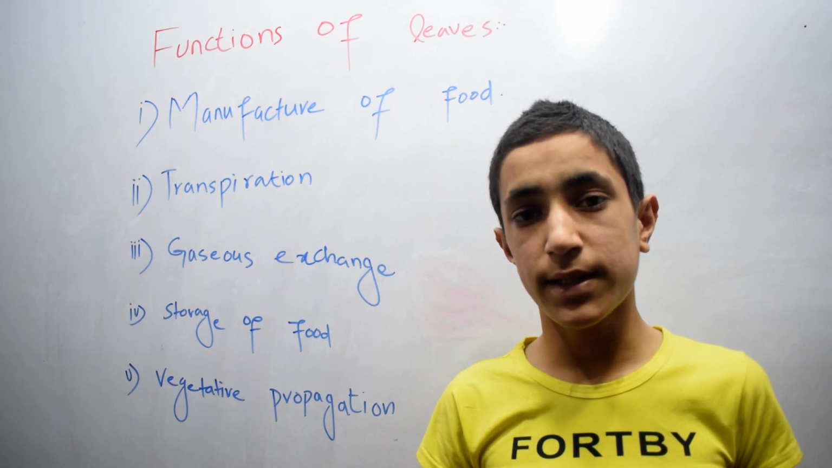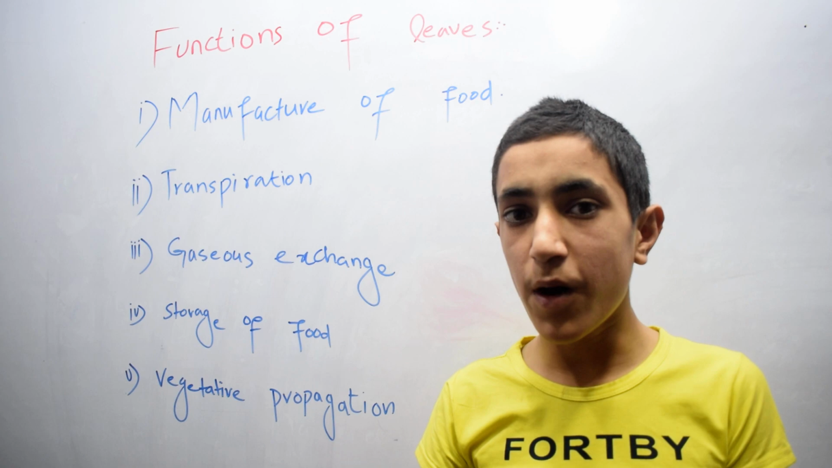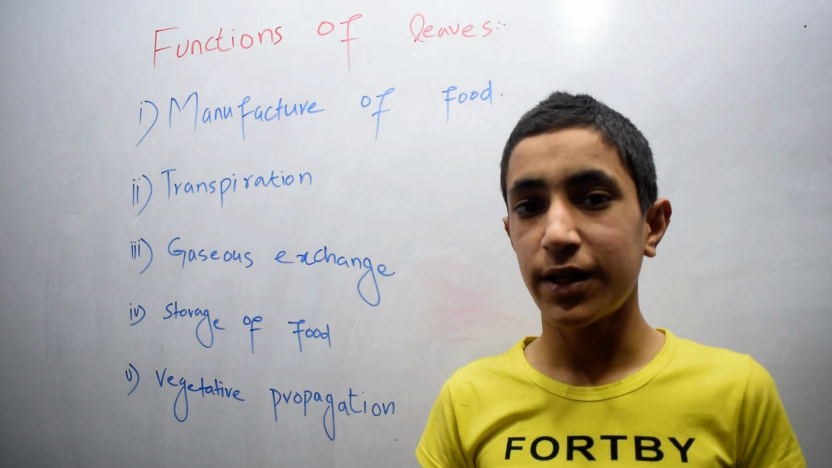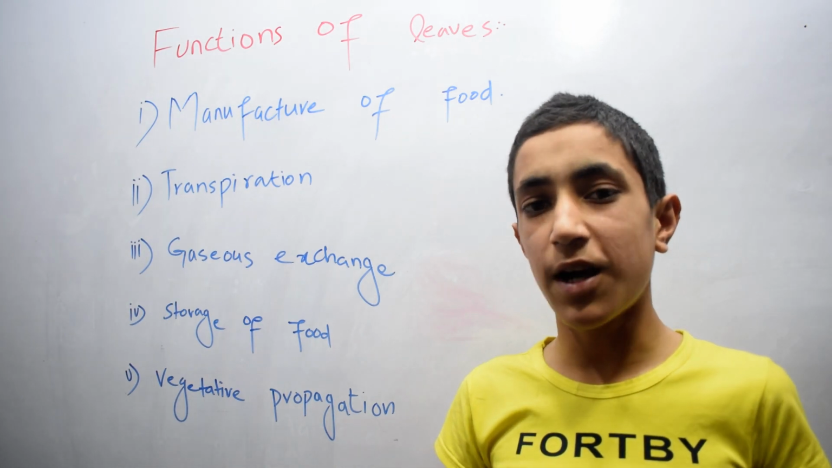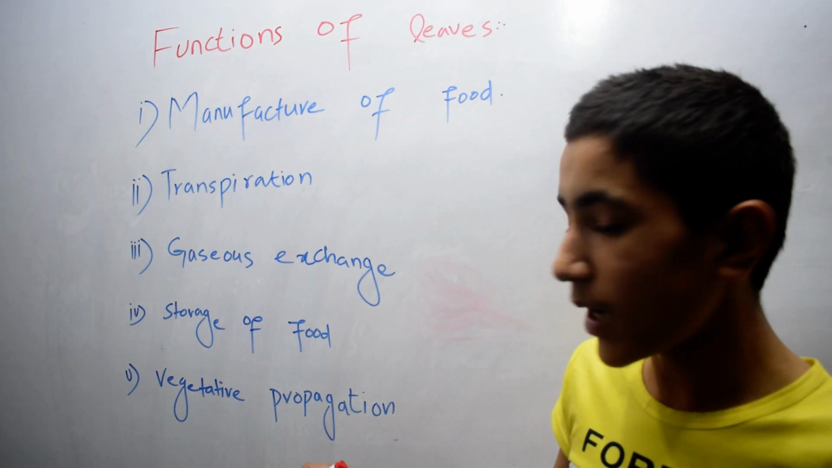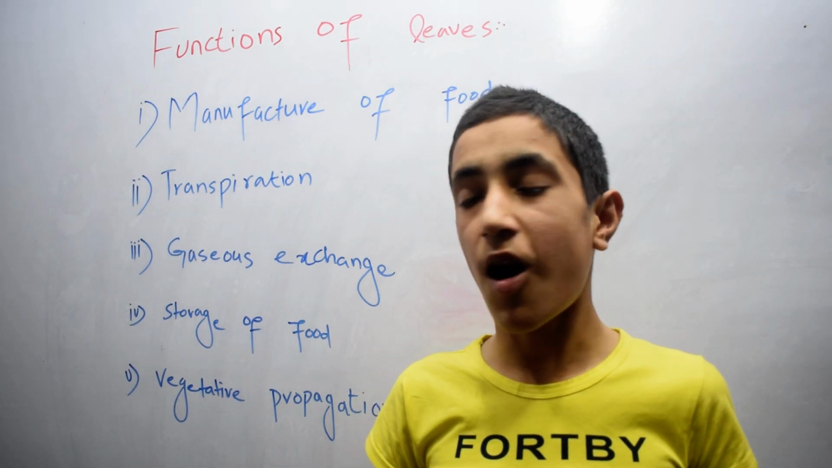And the last one is vegetative propagation. In some plants, leaves are modified into buds. And the buds become a new plant and develop a new plant. For example, bryophyllum. This was all about the functions of leaves.